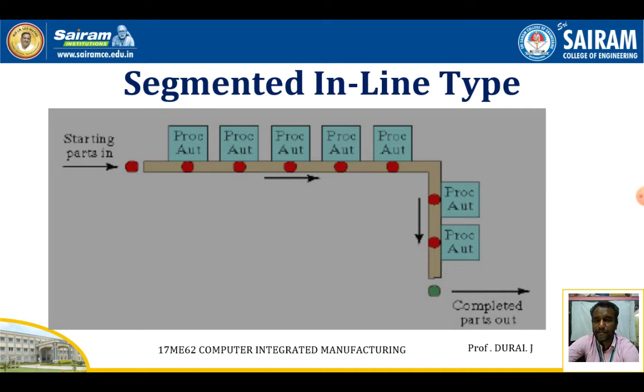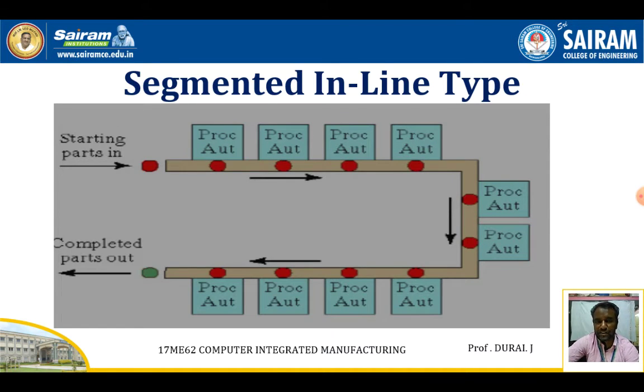Then comes the next one, the segmented U type. It also requires a very small area, and the number of machines connected will be minimum compared to the inline method. Once the raw material enters over here, it becomes a finished product over here. So this is about the segmented U type method.